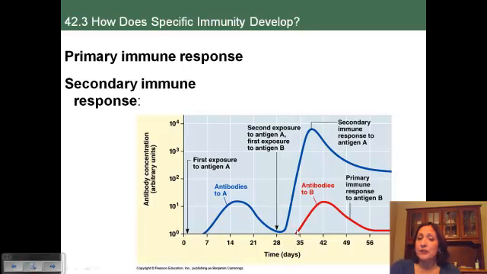However, if you get infected with another antigen, here's our first exposure to antigen B, your body has to start all over again because you don't have a memory for antigen B. So again, you're going to have that incubation period, your body finds it, antibodies start to be produced, you start to clear it, you'll start to feel better, and so on. And now if you get exposed again, you again will have a bigger, better response.